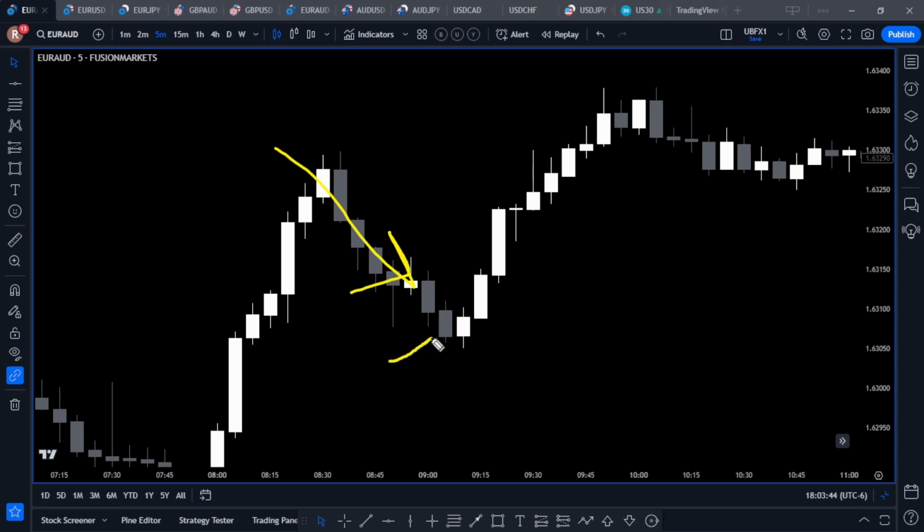We get this one gray candle that prints. This is the first of that 3-bar pattern. The second is a white candle that does not engulf that gray candle. We do not have an engulfing pattern yet. At this point, it's not really anything. We don't have any kind of pattern.